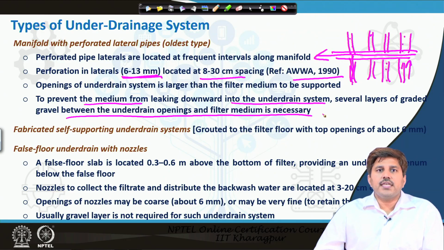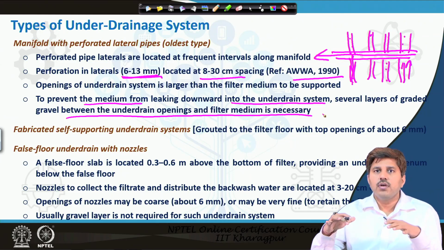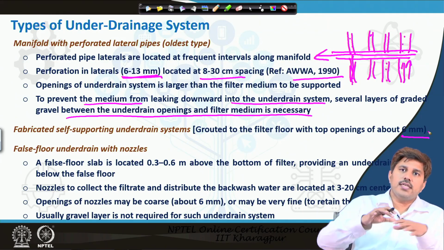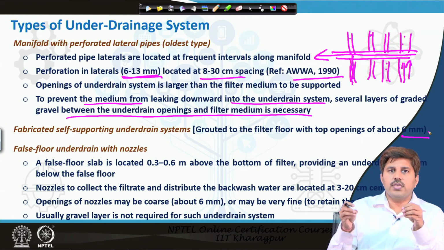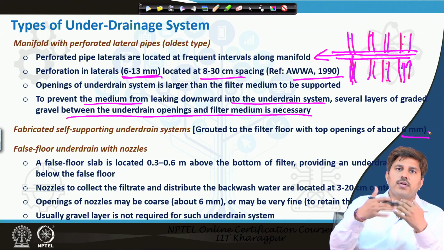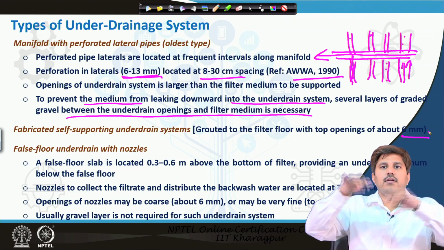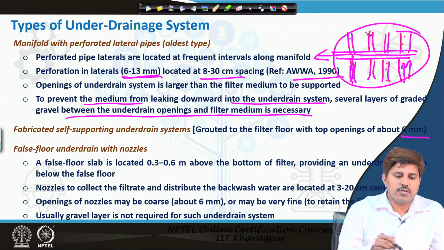Then there could be fabricated self supporting under drainage systems, which are self supported, where we grout the filter floor with top openings of about 6 millimeter. So, instead of having an under drainage and perforated pipe system, we have a floor with 6 mm openings on the floor itself, and over that we may have some layer of gravel and then the sand. We do not need any sort of arrangement beyond that.